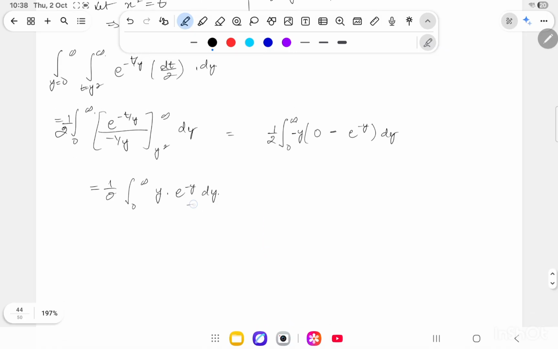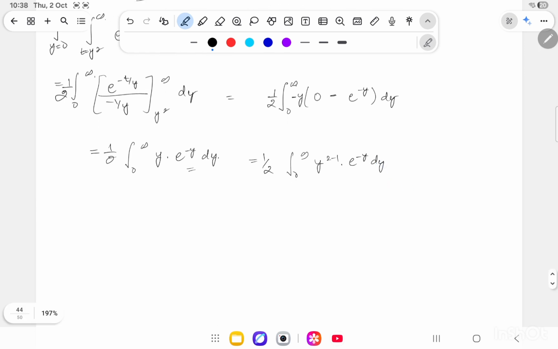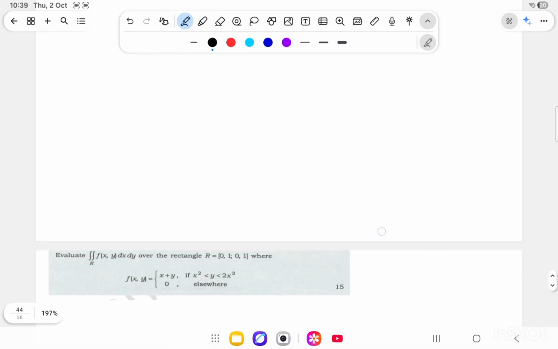And if you observe, this is basically the gamma function. I can write it as 1 by 2 integration 0 to infinity y raised 2 minus 1 into e raised minus y dy, and it is equal to 1 by 2 gamma of 2, that is 1 by 2 into gamma of 1, that is 1 by 2, because gamma of 2 is 1 factorial. So the given integration is equal to 1 by 2. So now let's move on to the next question.